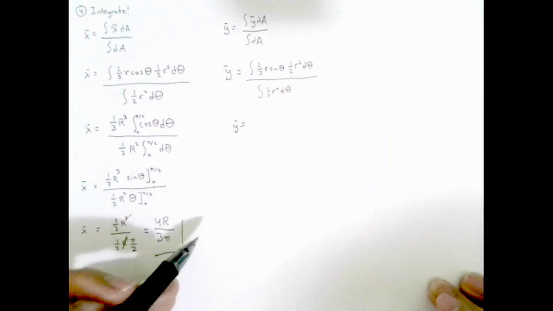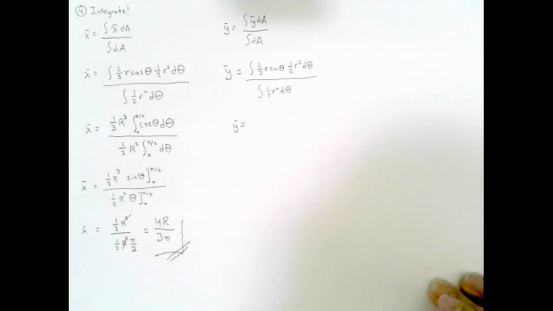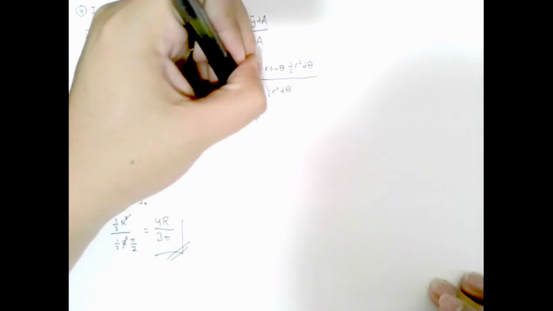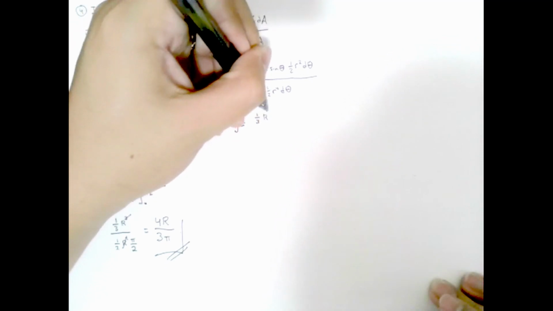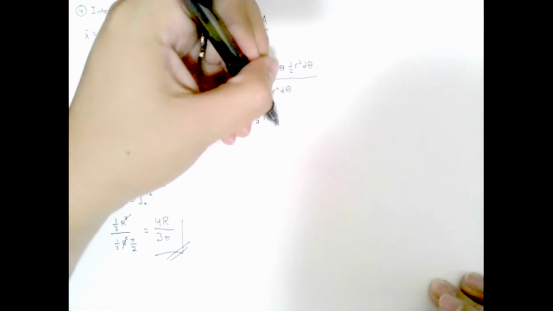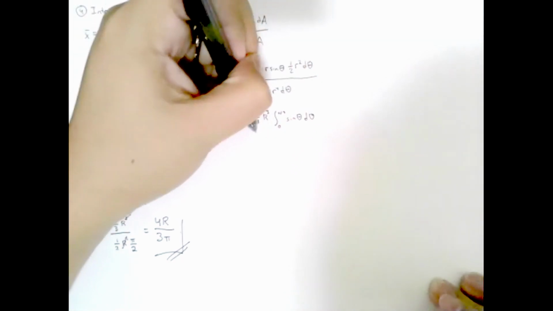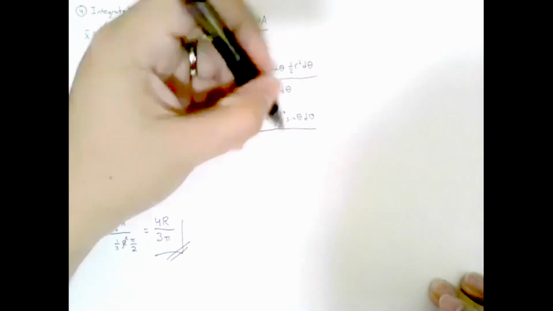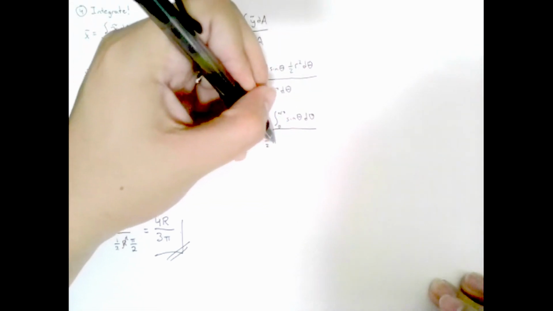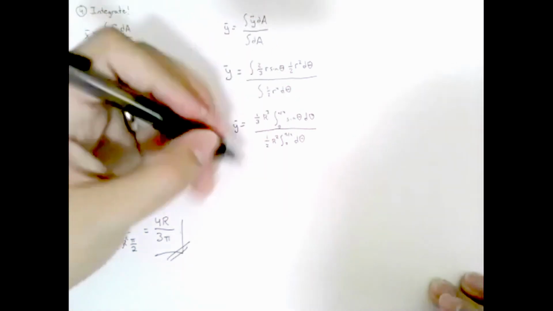Same simplifications, right? We know that r is a constant, which is capital R, the radius of the circle. We can take it out of our integrals. 2/3, 1/2, we're going to take all that out. So this gives me 1/3 r cubed, the integral from 0 to pi over 2 sine theta d theta, divided by 1/2 r squared integral from 0 to pi over 2 d theta.